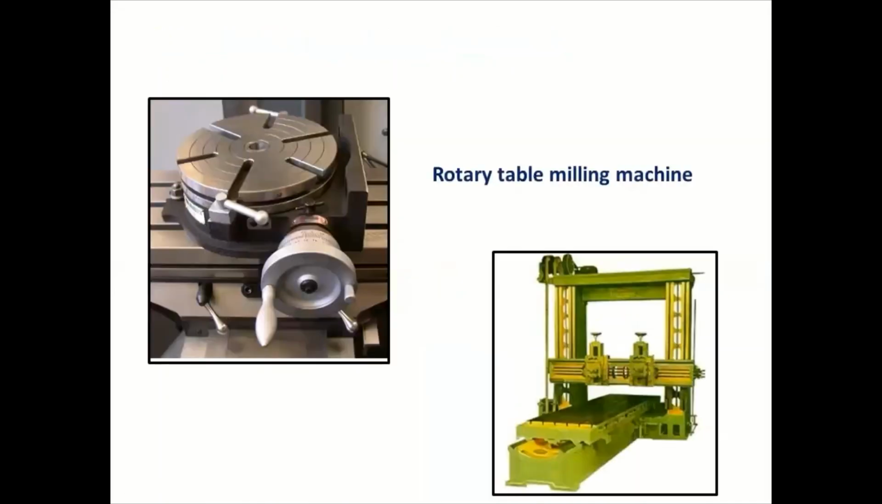Next is the rotary table milling machine. This is what we are showing. This table can be rotated. When you want to produce any contour shapes or somewhat complex shapes, it is possible, and this is possible only when we rotate this handle. So when you give the motion to the handle, naturally the table will rotate.